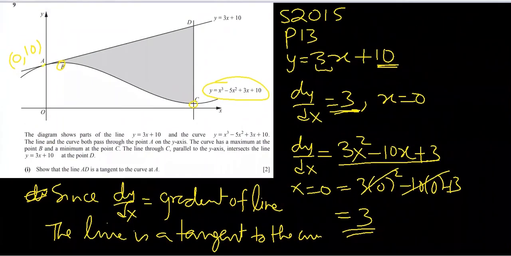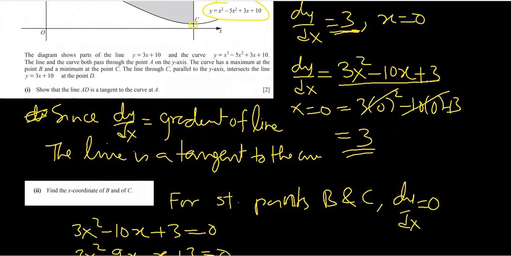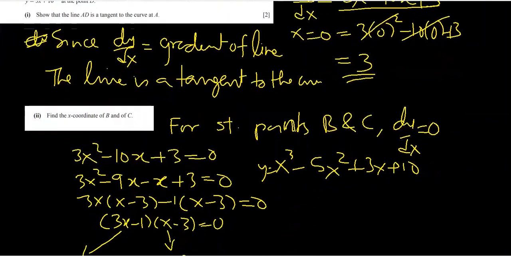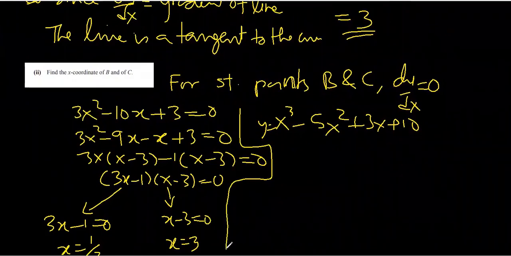Now, the original equation was x cubed minus 5x squared plus 3x. Let me write that one here: x cubed minus 5x squared plus 3x plus 10. This was the equation of the original curve, and we will substitute the x coordinates we just found out to find the y coordinate, because they're asking for the full coordinates.